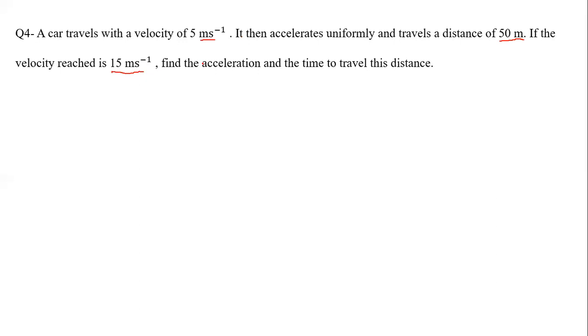We have to find the acceleration and the time to travel this distance. So in this question we have to find acceleration and we have to find the time. Now, the data is: initial velocity is 5 m/s, distance is 50 meters, final velocity is 15 m/s. We have to find the acceleration and the time.